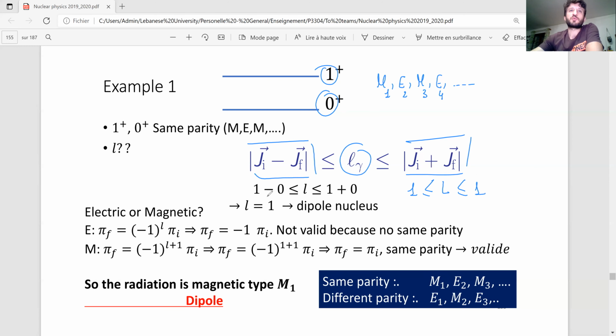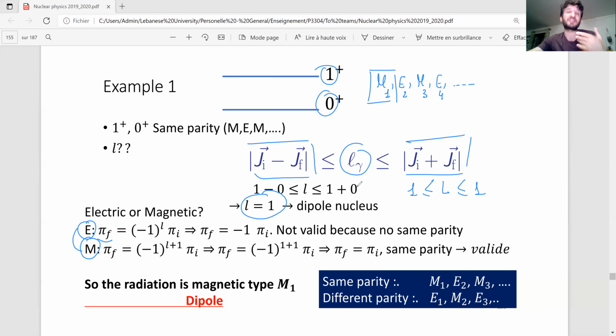Okay, so L equals 1. In general, I know the solution. If L equals 1, the answer will be M1. It will be a magnetic dipole transition. But I will prove this result by calculating this relation. In the case of electric, we have pi final equals -1 to the power L times pi initial.